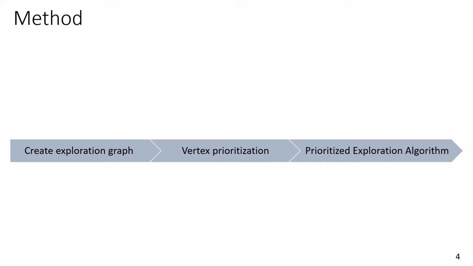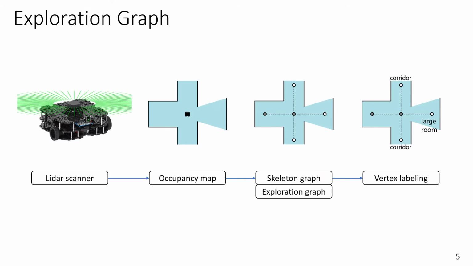Here we introduce our three-step method for our prioritized exploration. The first is to create an exploration graph, followed by vertex prioritization, and finally execution of the prioritized exploration algorithm. Here we discuss the steps to create the exploration graph. These steps go from scanning the environment to creating the exploration graph with labeled vertices.